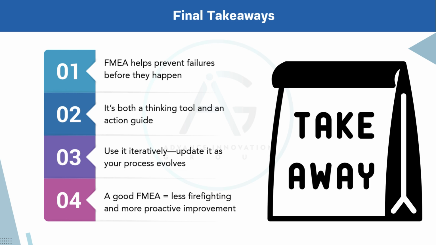Point 4. A good FMEA equals less firefighting and more proactive improvement. When you apply FMEA effectively, you'll find your team spends less time fixing problems and more time preventing them. This leads to better quality, fewer complaints, and smoother operations. So in short, a well-executed FMEA is not just a formality, it's a strategic tool for sustainable improvement.